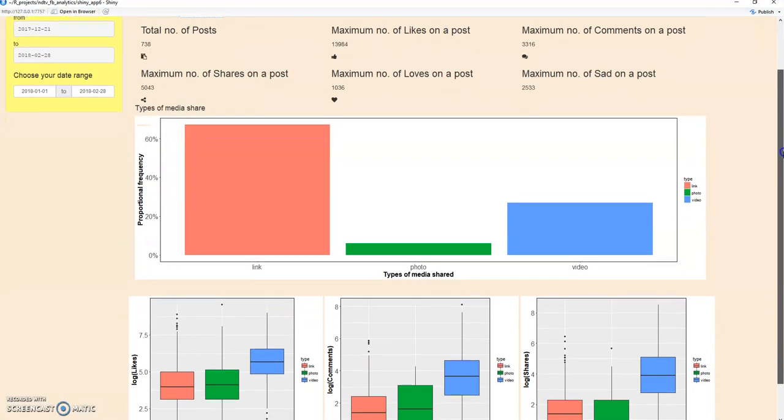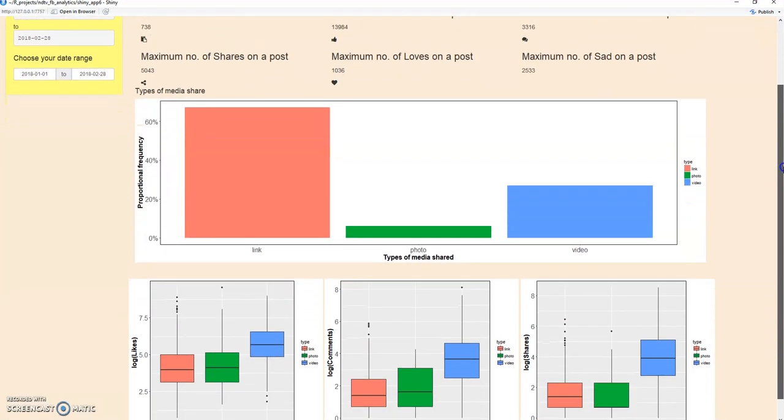In addition, let us see what these graphs show us. The first graph that you see over here is in terms of proportion of shares that NDTV has posted on Facebook. We can see that it posts the highest number of links, followed by the videos, and then the photos. So photos would be close to 5% approximately over here.